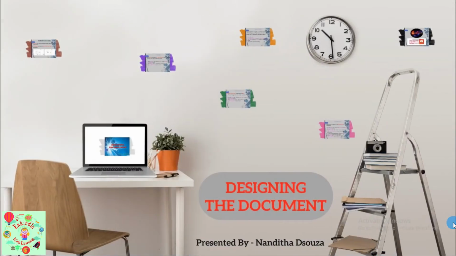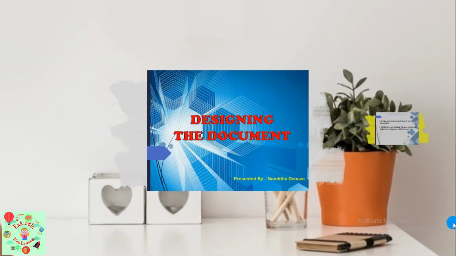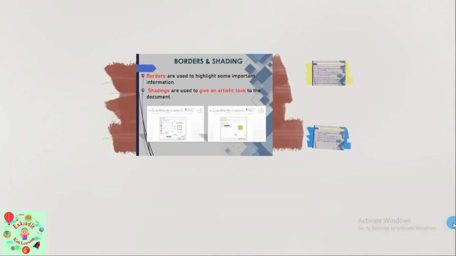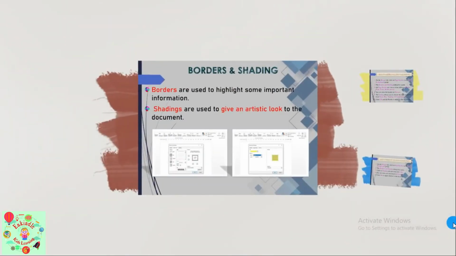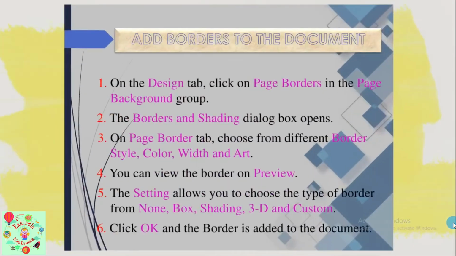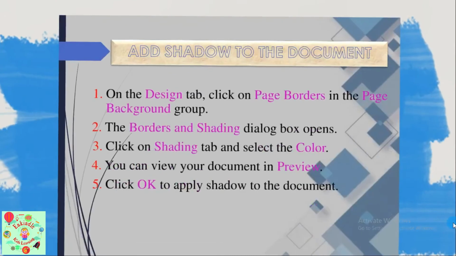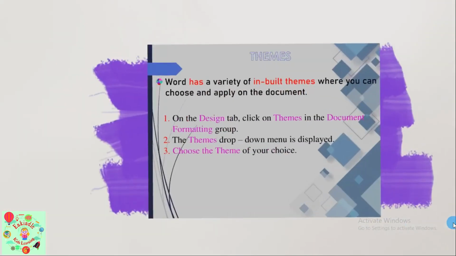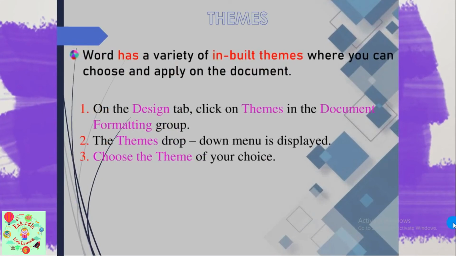So my dear students, let's take a quick recap on what we studied today. First, we studied about borders and shading. Microsoft Word has features that enable you to add borders and shadings to the text or pages. Then we studied how to add borders and how to add shadow to the document. Later we studied about themes. Document themes match the font color, graphics, etc. across the Word document.